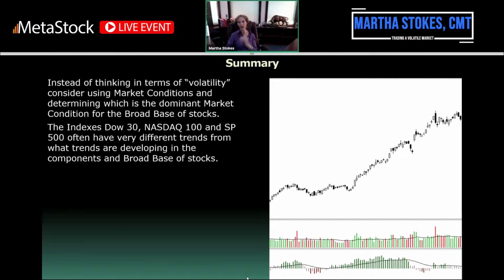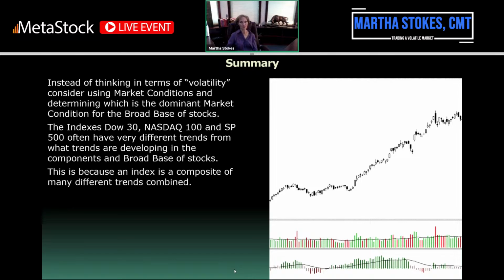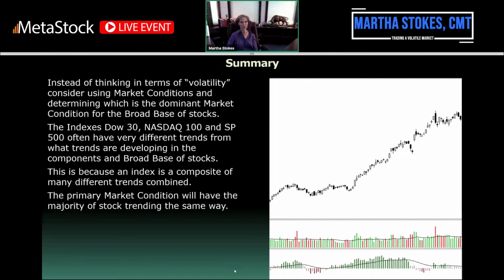We have a lot of stocks moving sideways right now, but they're not volatile. A lot of them are potential swing trades, and there's some platform position trading. This is because an index is a composite of many different trends combined. The primary market condition will have the majority of stocks trending the same way.